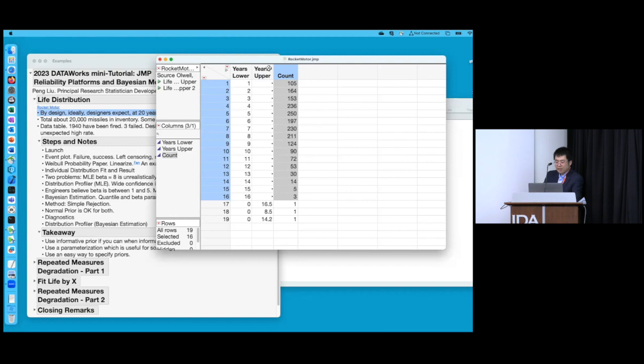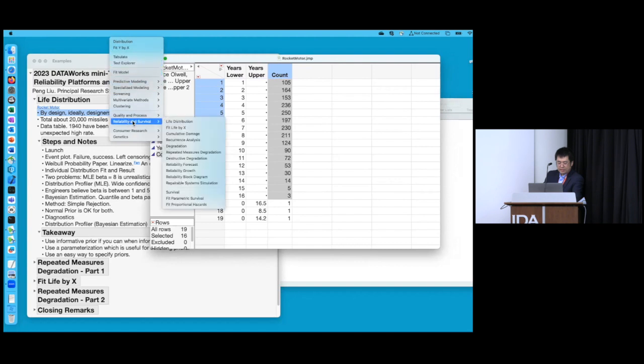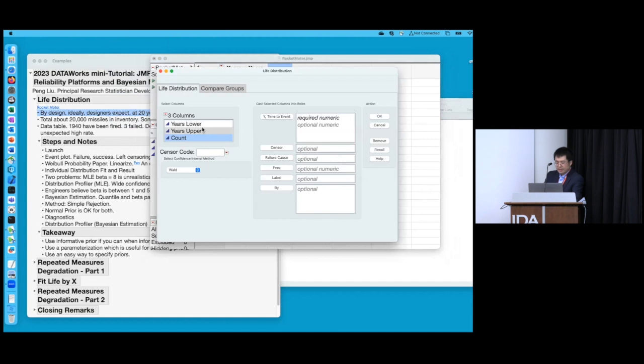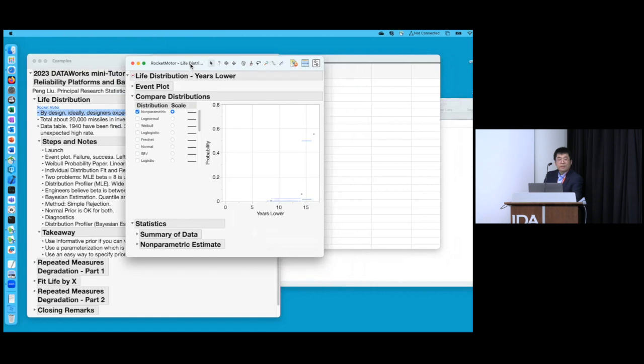Let's see how to analyze data to study the time to failure distribution of this particular missile. To analyze that, go to the Analyze menu in JMP, go to Reliability and Survival, and click Life Distribution. I feed these 2 columns to Y, and count to frequency, and click Go. That's it. What are we seeing here?